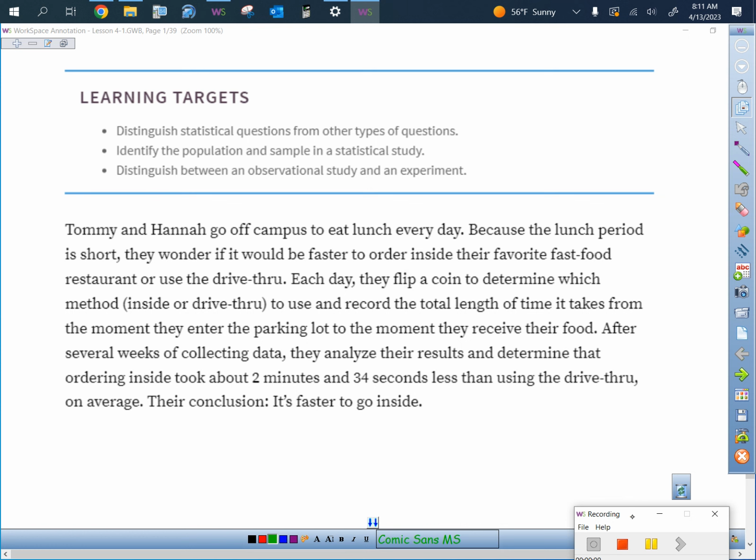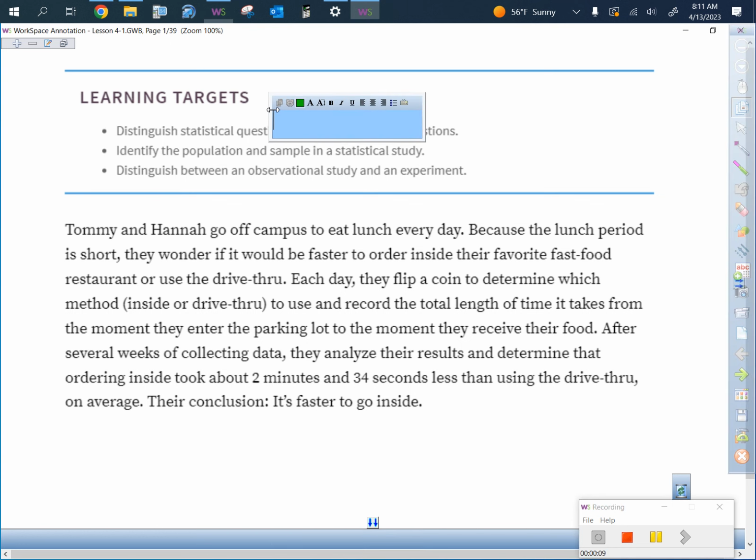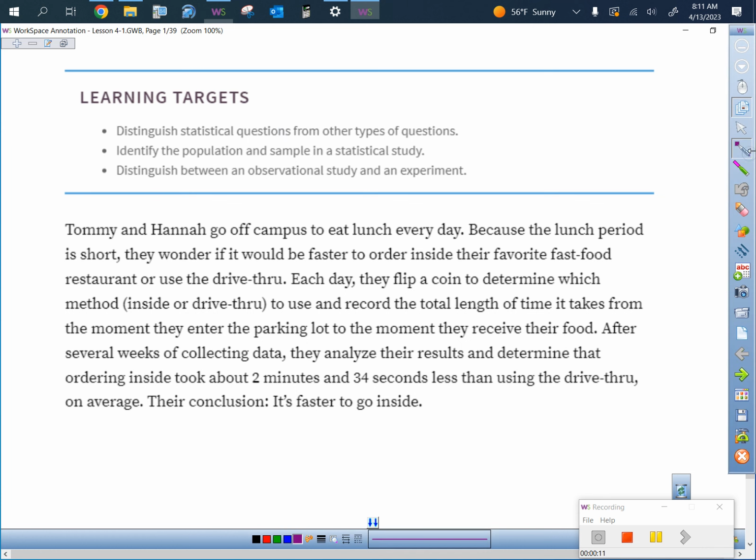All right, so this is 4-1. We're going to do it in two parts, so we're going to call this Part A. Today we've got 3 learning targets: to distinguish statistical questions from other types of questions, identify the population and sample, and then next time we'll do the third target of what's an observational study versus an experiment. So here's one little example again.